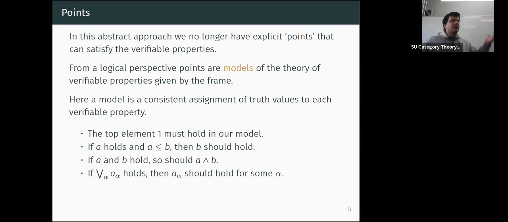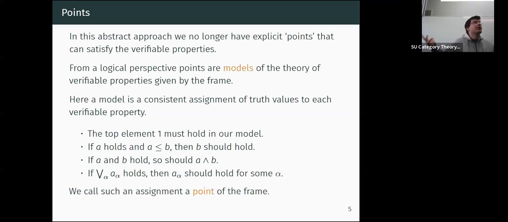Okay, so these are the conditions you need for something to be a model, and this is what we call a point. So we define this to be a point of a frame.